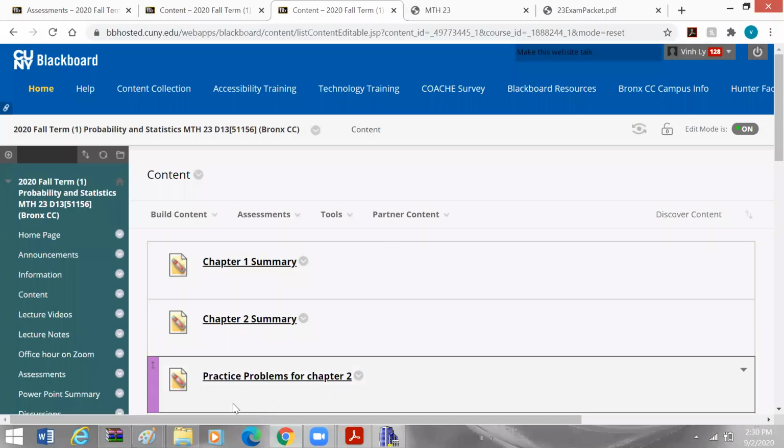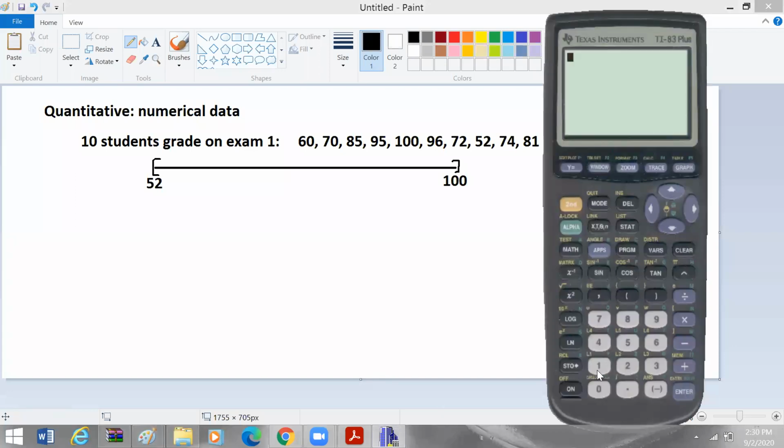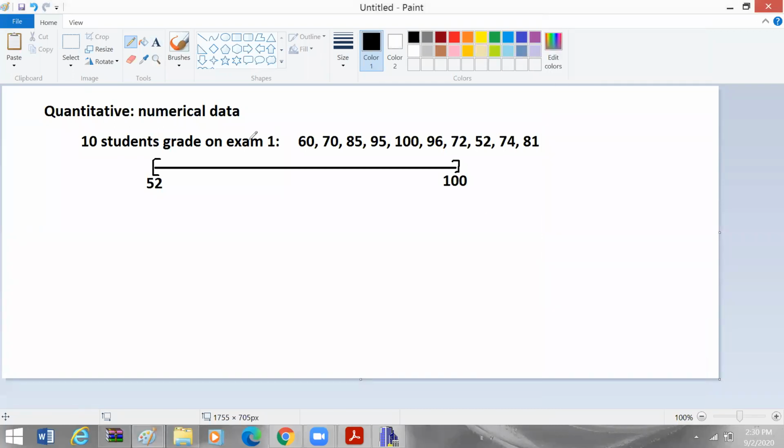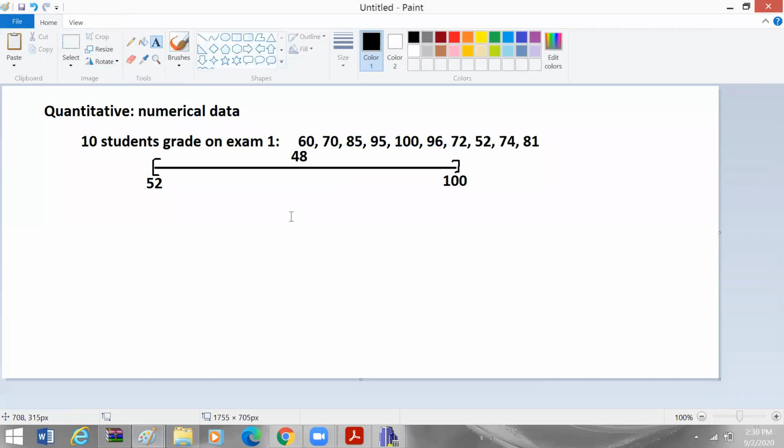So now we're going to be working on that example. Between 100 minus 52, right? We take 100 minus 52, I get 48, okay? So the range for the entire data set is 48. Let's say I want to divide it into 4 different categories. Why 4? Because I want 4. We can have more, but I feel like 4 should be good enough.